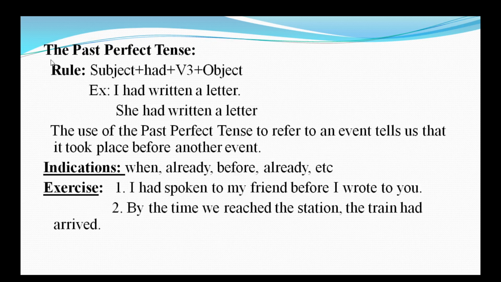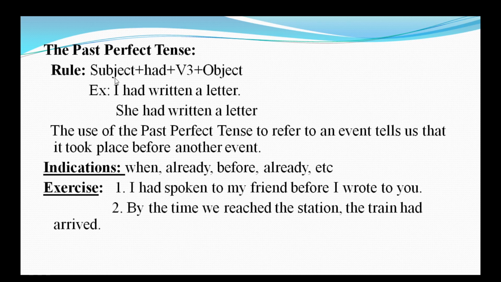The next tense is the past perfect tense. Here the rule comes: subject plus past perfect tense of the auxiliary verb had plus V3 plus object. Here the examples are I had written a letter. She had written a letter.